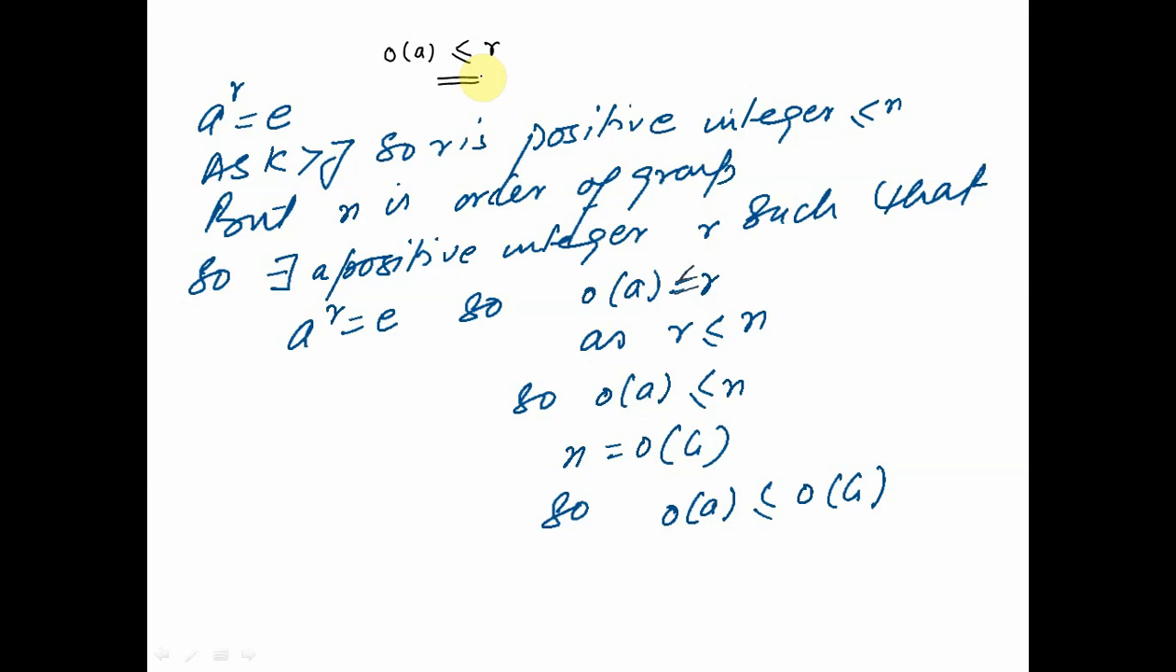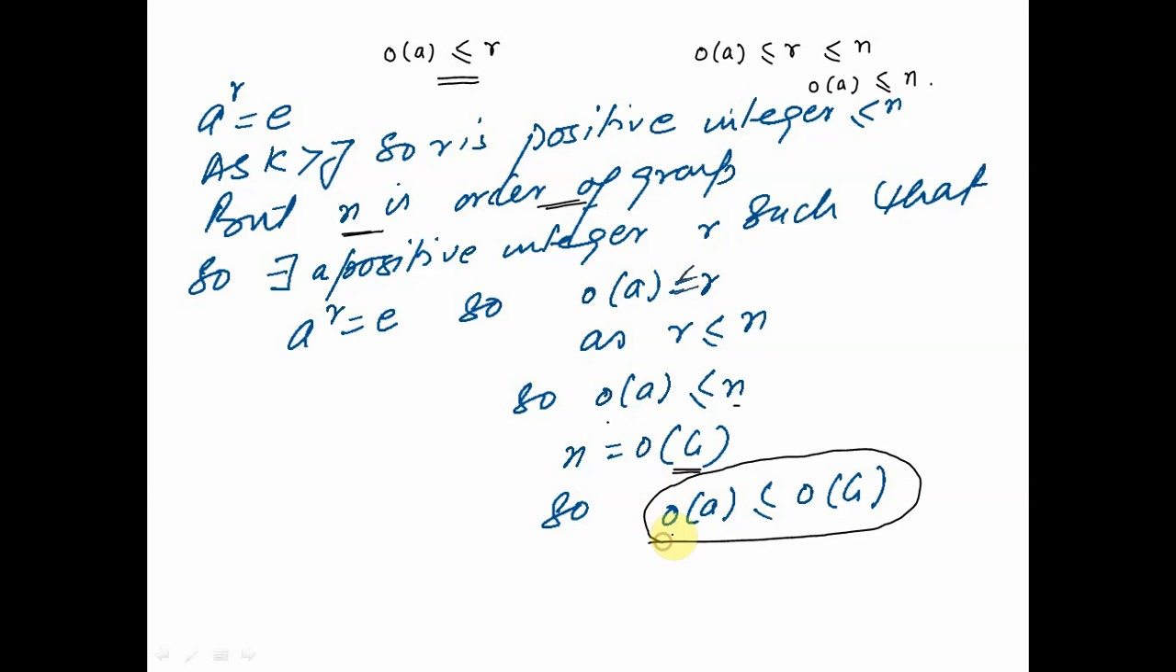Now as k was greater than j, r is a positive integer which is less than or equal to n. So r is a positive integer less than or equal to n. So I have the order of a which is less than or equal to r, which is less than or equal to n. So I can write the order of a is less than or equal to n. But what is n? n is the order of the group. So the order of a is less than or equal to n, which is the order of the group. So the order of a is less than or equal to the order of the group.